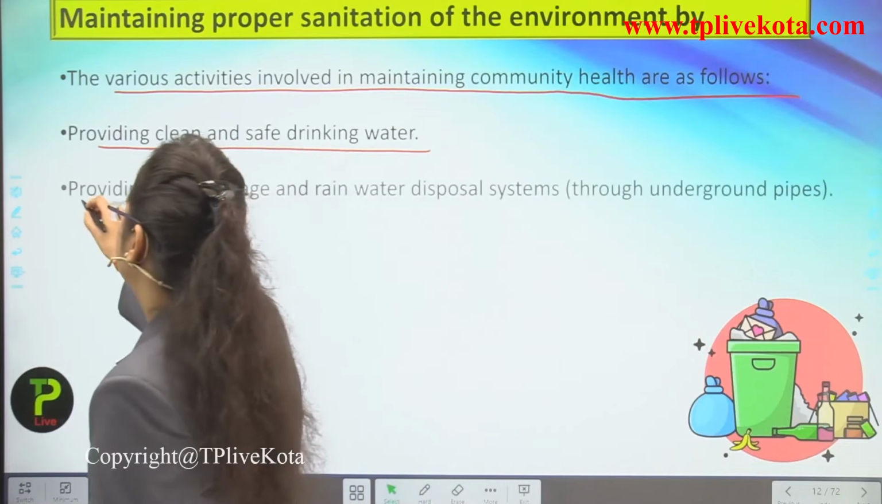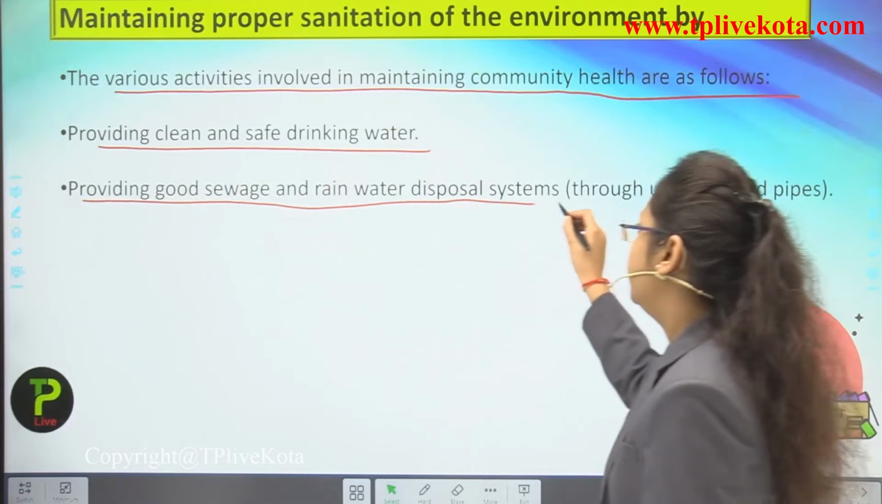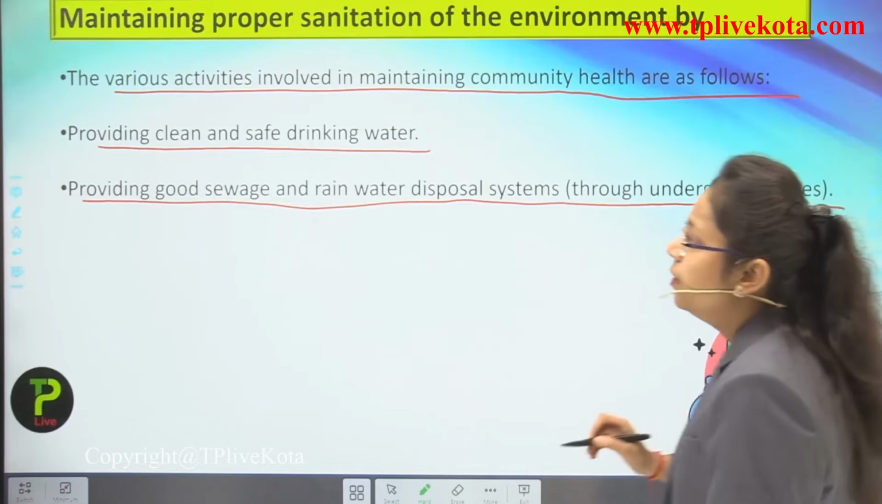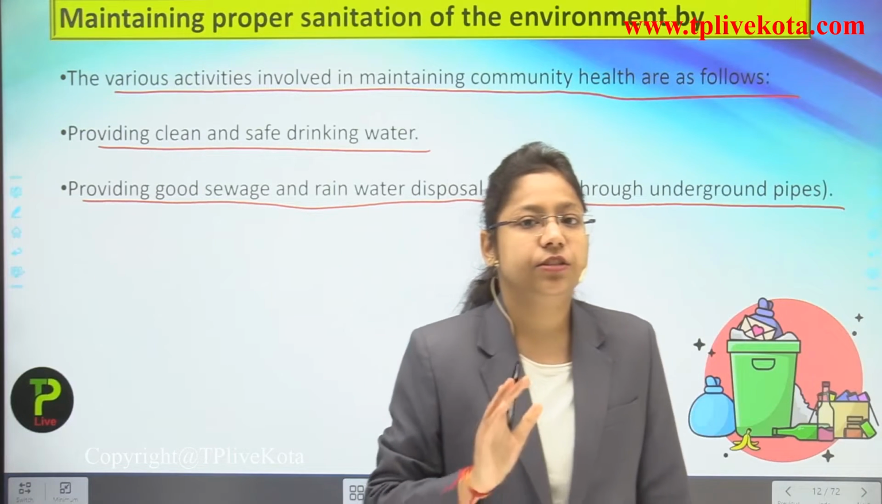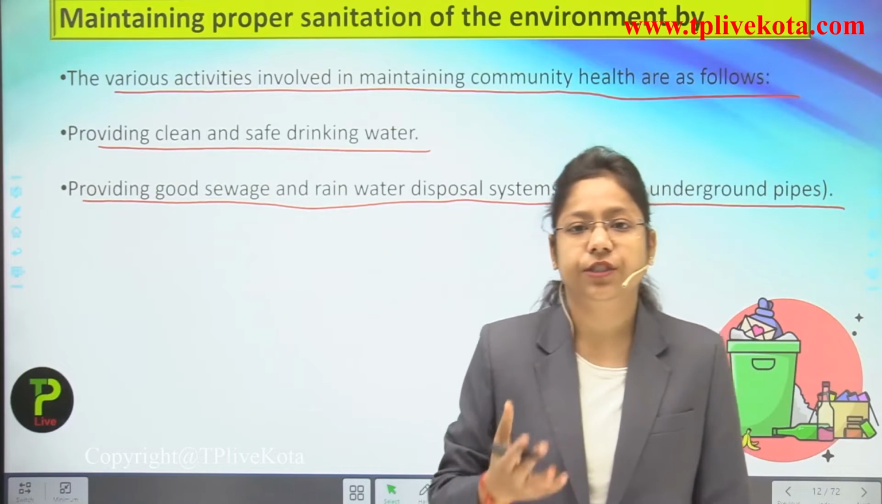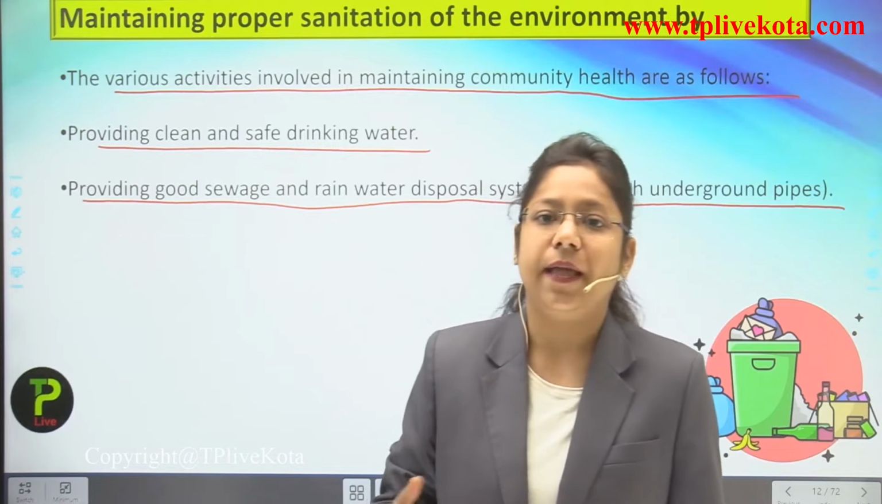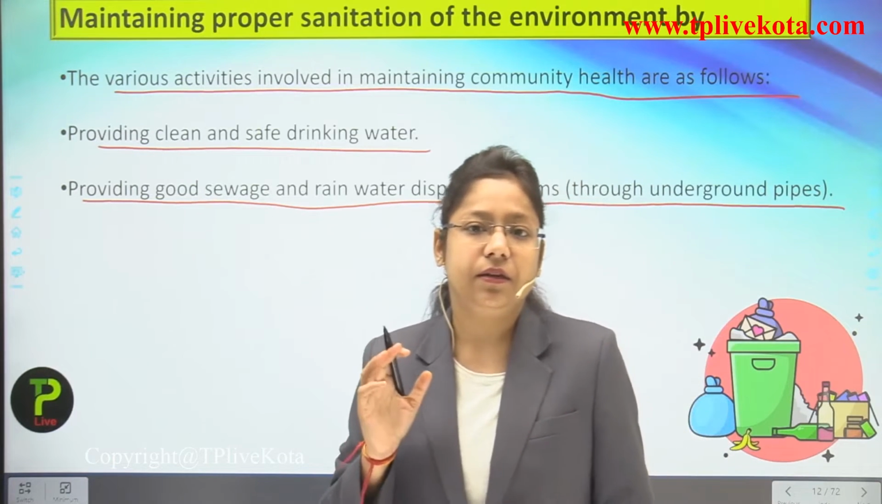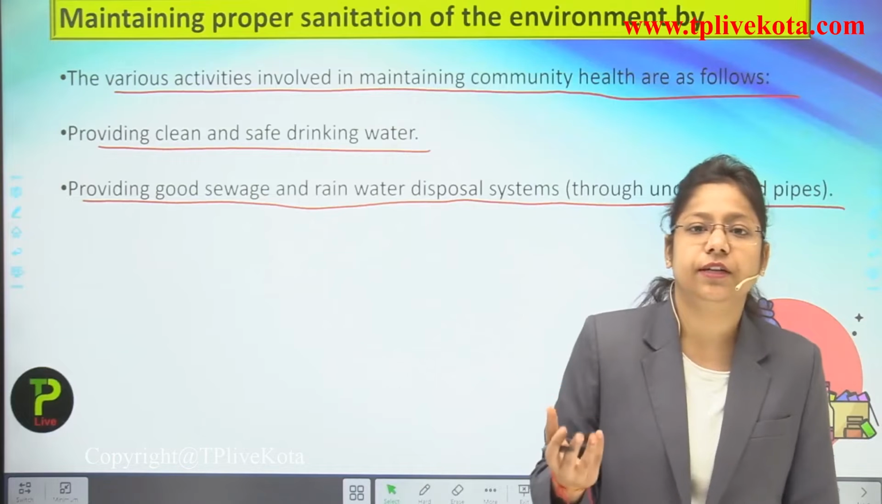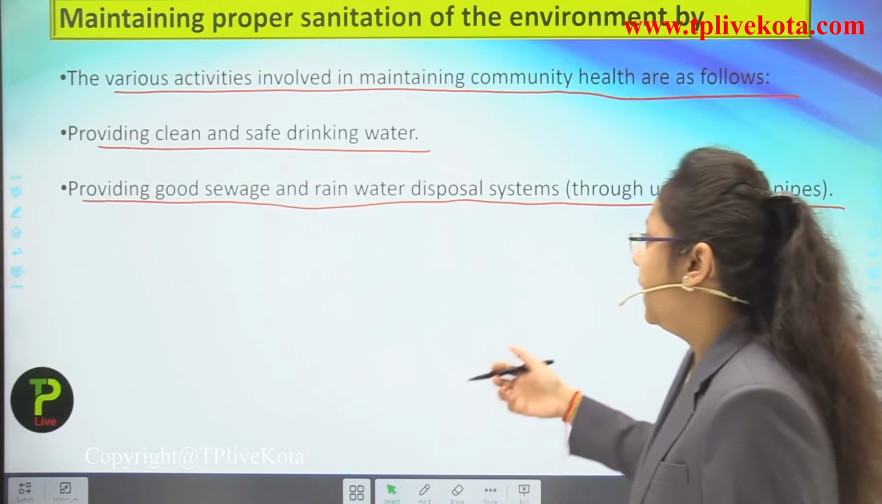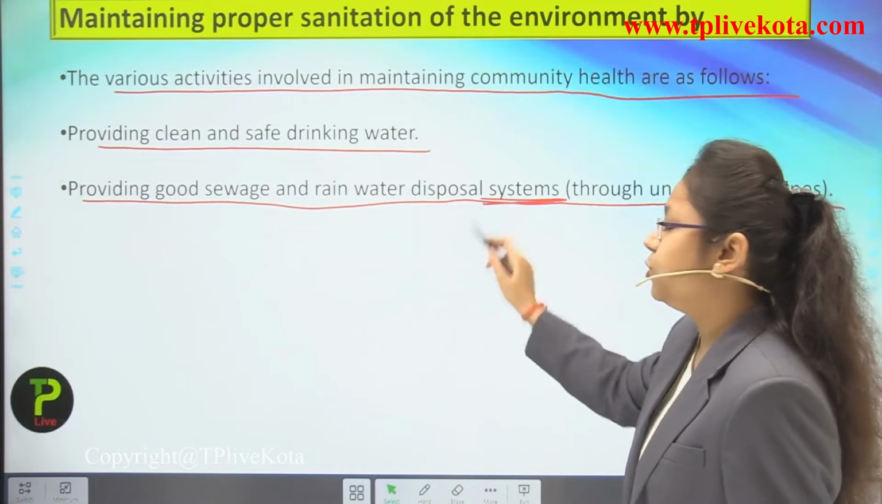Now next point, providing a good sewage and rainwater disposal system through underground pipes. A good sewage system should be there. Why? Because if sewage is not properly disposed of, then some infective agents can sit on it and cause different kinds of diseases to the persons. And a rainwater disposal system should be there.